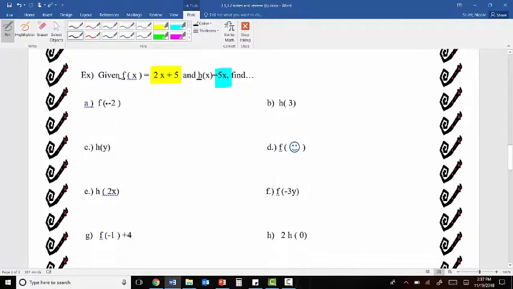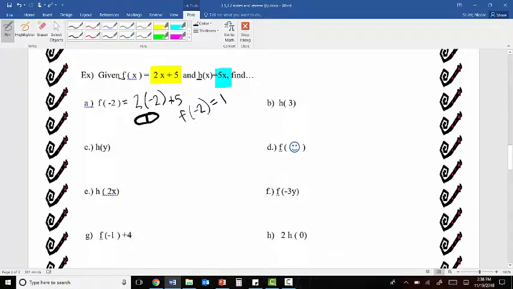So letter A says f of negative 2. That means find the value of the function if x is negative 2. So we have to plug or substitute negative 2 in for x in order to get that answer. So it looks like we're going to get negative 4 plus 5, which is positive 1. So even though 1 is the answer, it's always good to go back and just make sure you can write your answer in function notation. So you could also word it such that the value of the function at negative 2 gives us 1. So this is basically our answer in function notation.